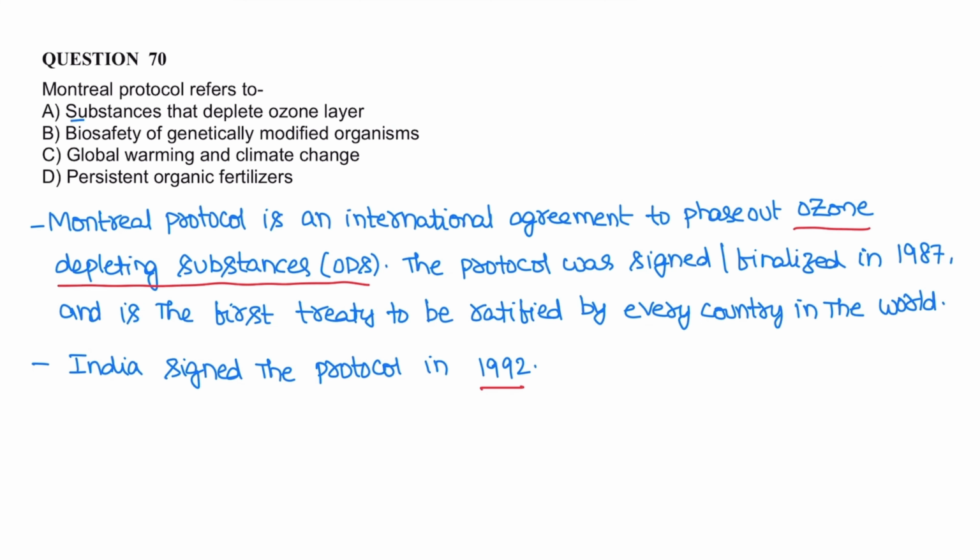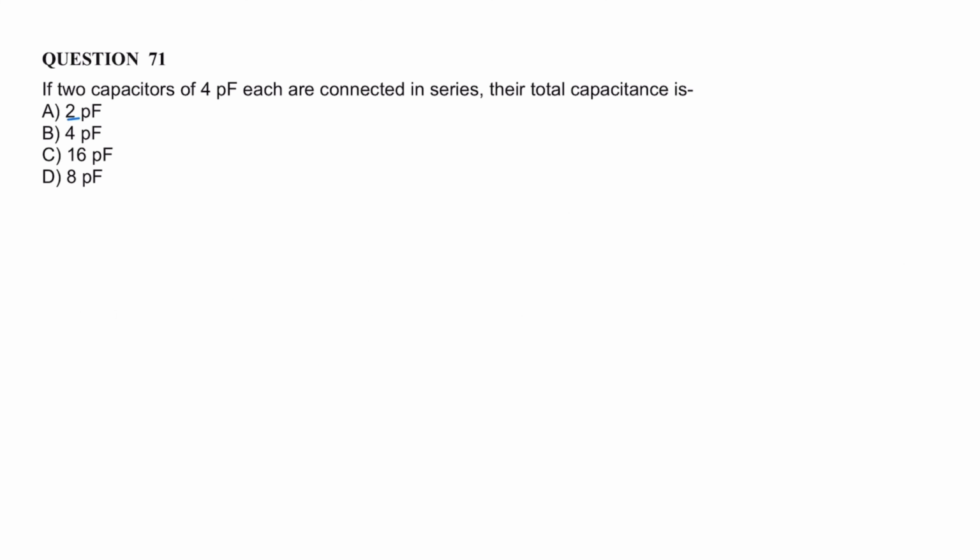Montreal Protocol refers to ozone depleting substances, the substances that deplete the ozone layer. Next question. If there are two capacitors of 4 picofarad connected in series, then their equivalent capacitance is. If resistors are connected in series, then equivalent resistance is R1 plus R2. If two inductors are connected in series, then equivalent inductance is L1 plus L2. If two capacitors are connected in series, then equivalent capacitance is C1 C2 by C1 plus C2.